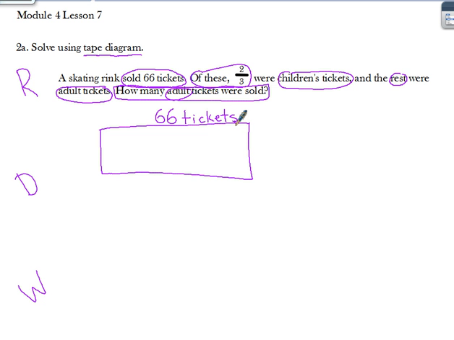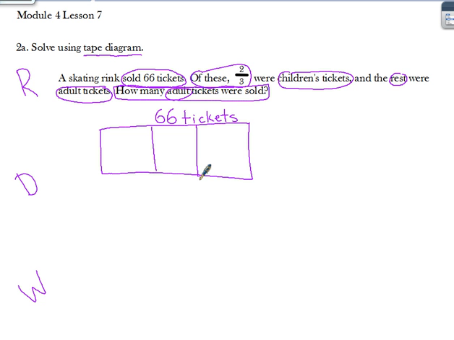To figure out how many sections I need to divide my tape model into, I need to look for the fraction. The fraction is here and it says 2/3. The 3 as the denominator tells me that I need to split my whole tape model into 3 sections.